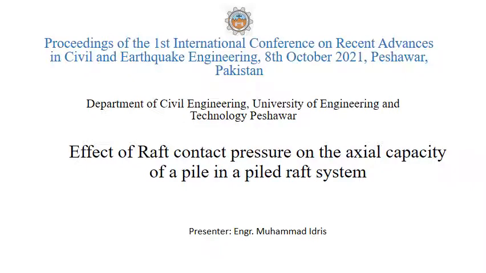My name is Engineer Muhammad Idris. I will be presenting my research work on the effect of raft contact pressure on the axial capacity of a pile in a piled raft system in the proceeding of the first International Conference on Recent Advances in Civil and Earthquake Engineering, organized by the Department of Civil Engineering, University of Engineering and Technology, Peshawar, on 8 October 2021.